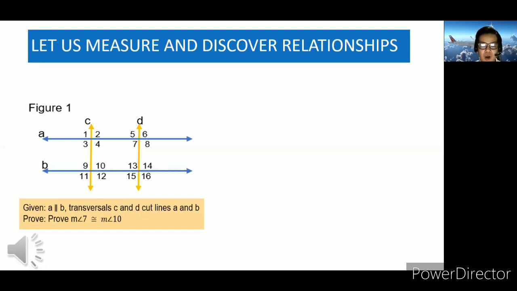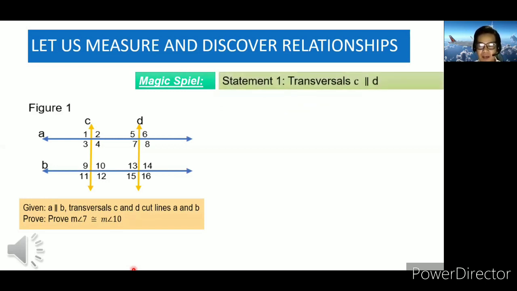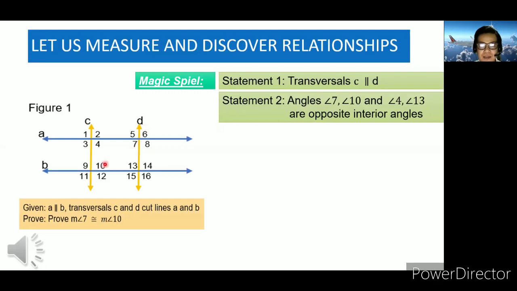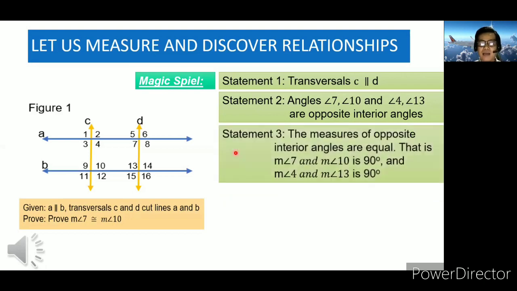Using inductive reasoning, we can use this magic spell as your guide in proving. Let us say, statement number 1, transversal C is parallel with D, right? Also, for statement number 2, you can write that 7, 10, and 4, 13 are opposite interior angles. Okay? Now, for statement number 3, the measures of opposite interior angles are equal since transversals C and D are parallel with each other.